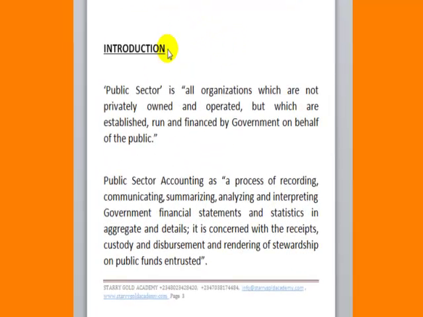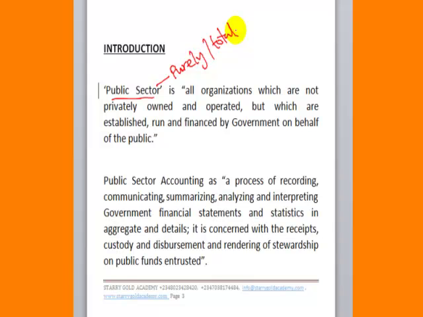As we said earlier, we're looking at the introduction to public sector accounting and finance. The first thing we're going to look at is to understand what is public sector. And we are saying here that public sector is all organization that is purely or totally controlled by the state, that is totally controlled by the state or government of the country.